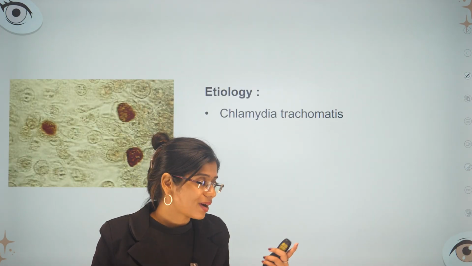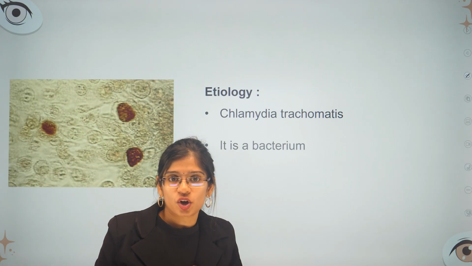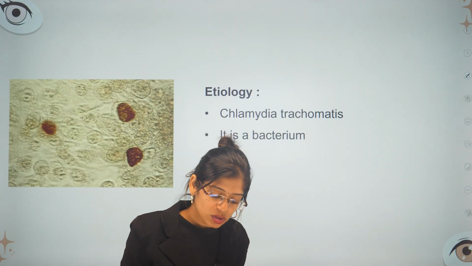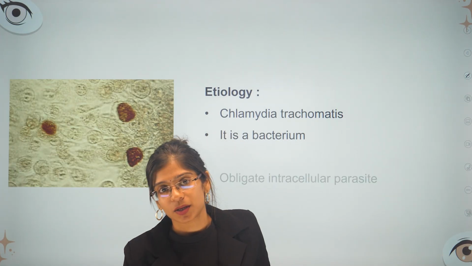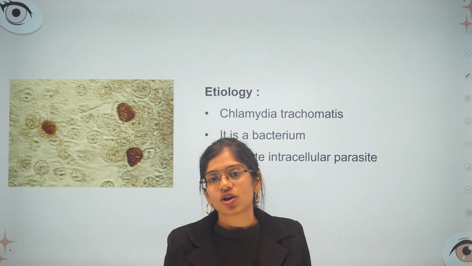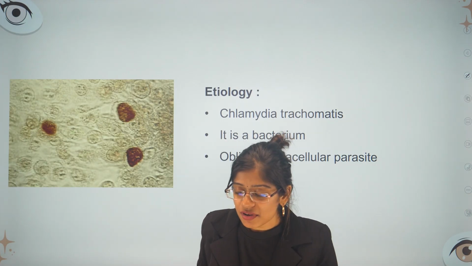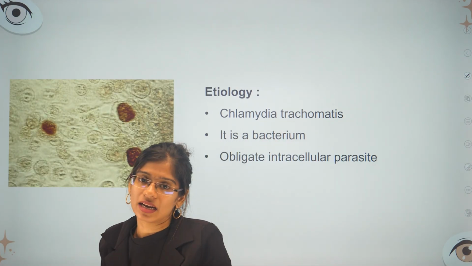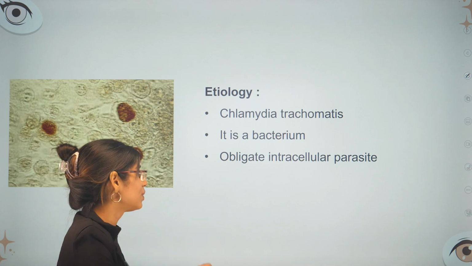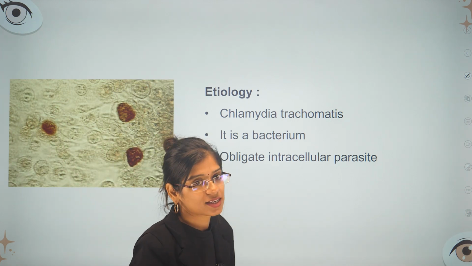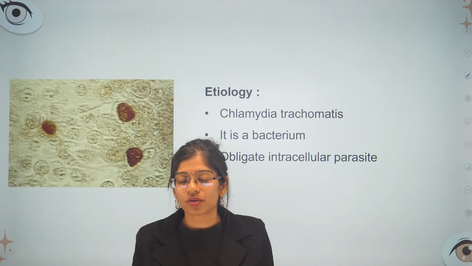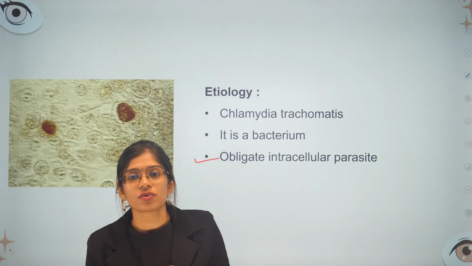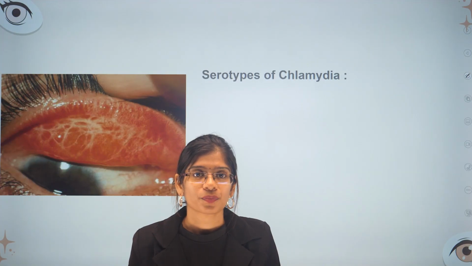Important point. So why does it occur? I told you, Chlamydia trachomatis. It is a bacterium, but it shows both the properties of bacterium and virus. Okay, it is an obligate intracellular parasite, meaning it can live and multiply only inside a cell. That is the meaning when I say obligate intracellular parasite. You'll be learning about this in micro.